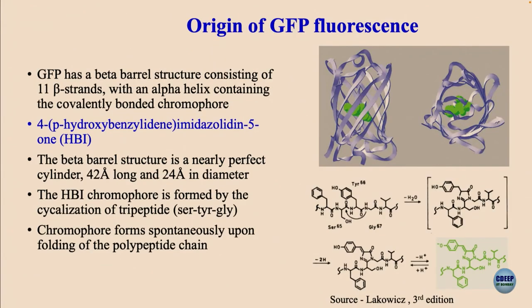Now look at what is actually fluorescing. Here is a beta barrel protein, which is GFP. It's quite a rigid structure. It's a beta barrel protein, and in this there is a fluorophore. If you look at it, it's a beta barrel with 11 beta strands and a covalently linked chromophore, which is HBI. It undergoes some chemical reactions and essentially gives a molecule which is green in fluorescence.